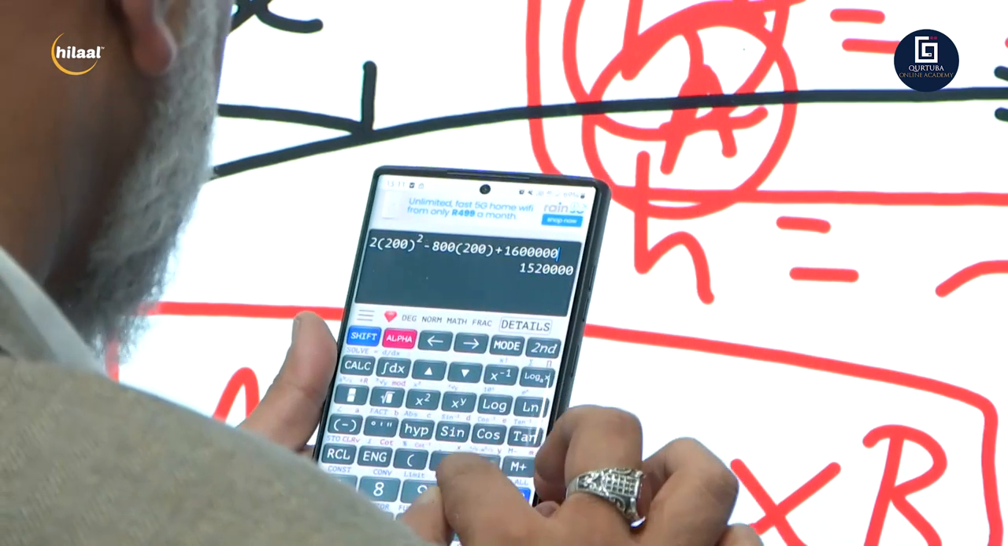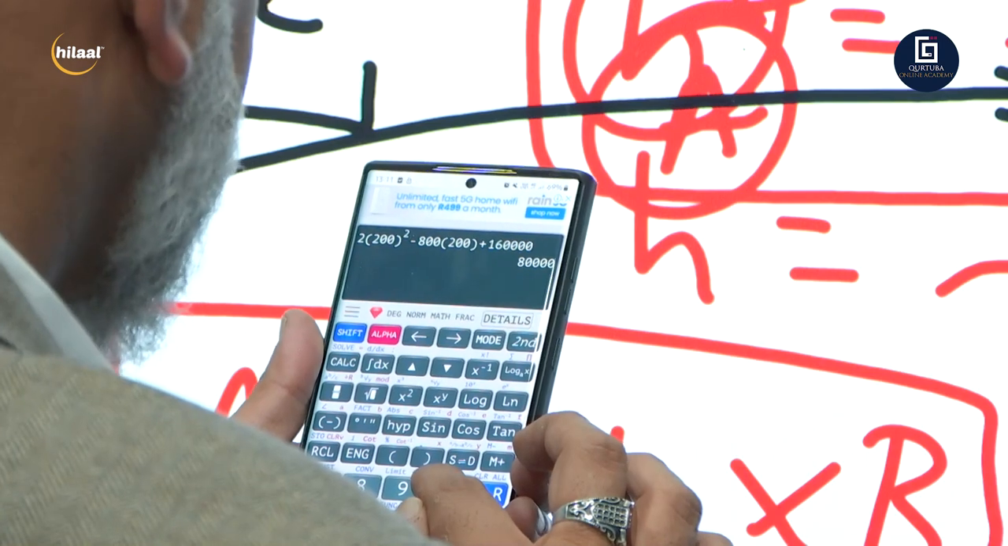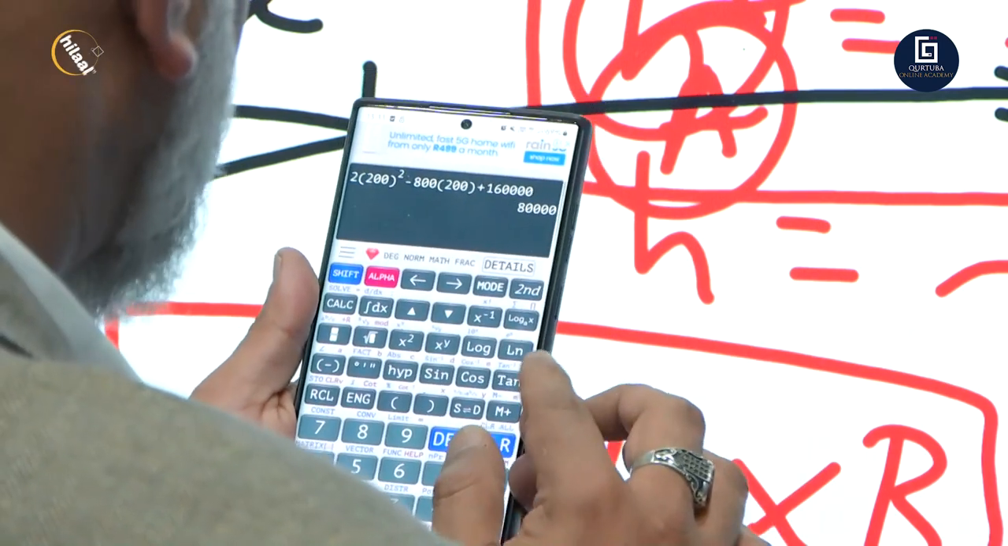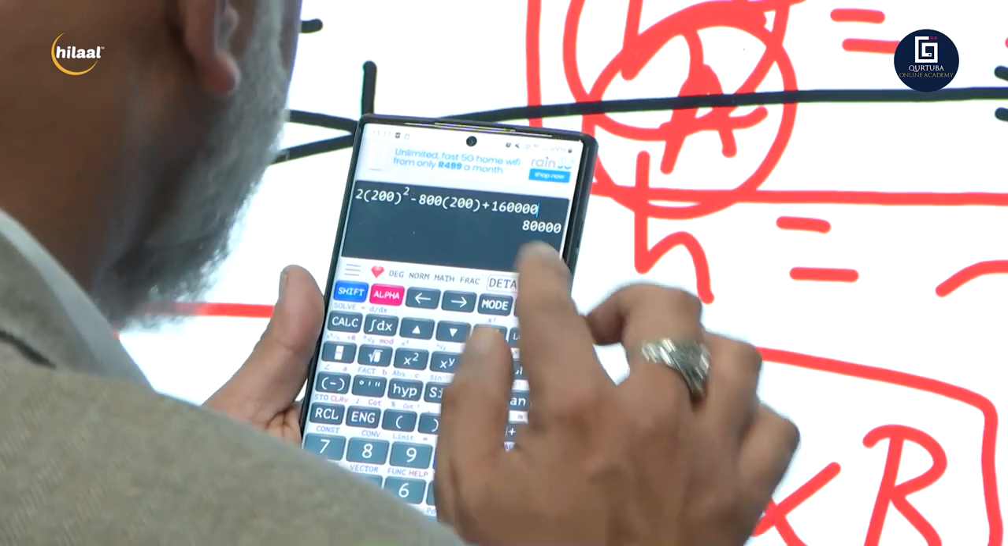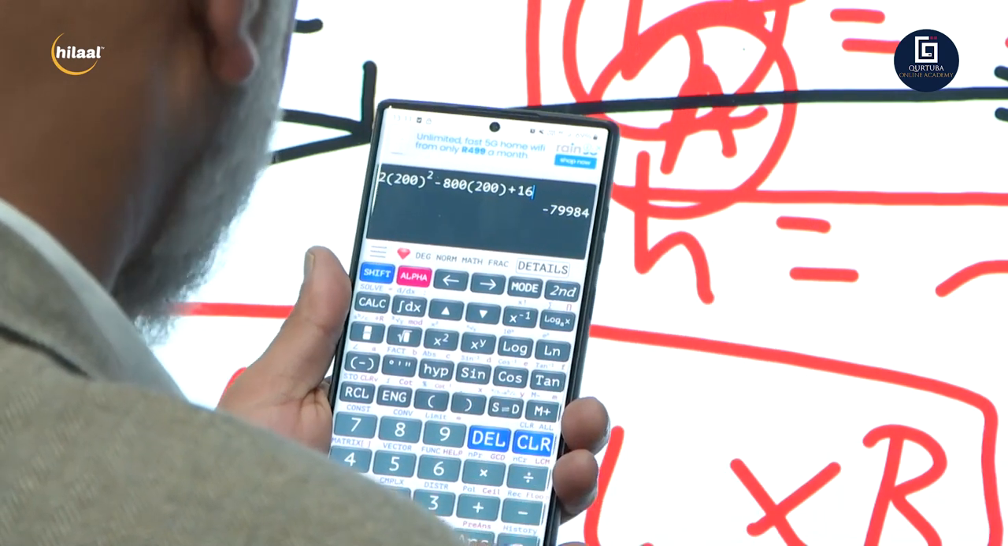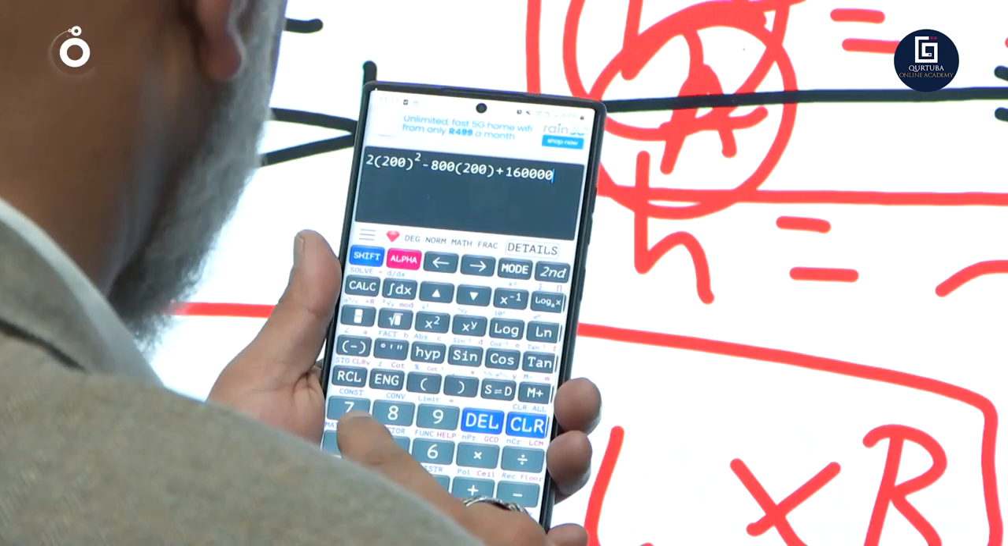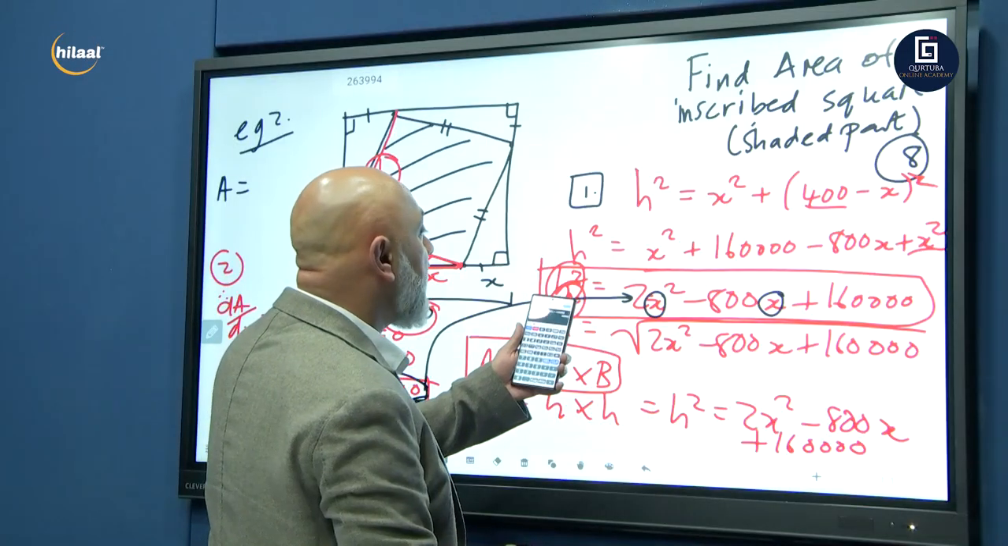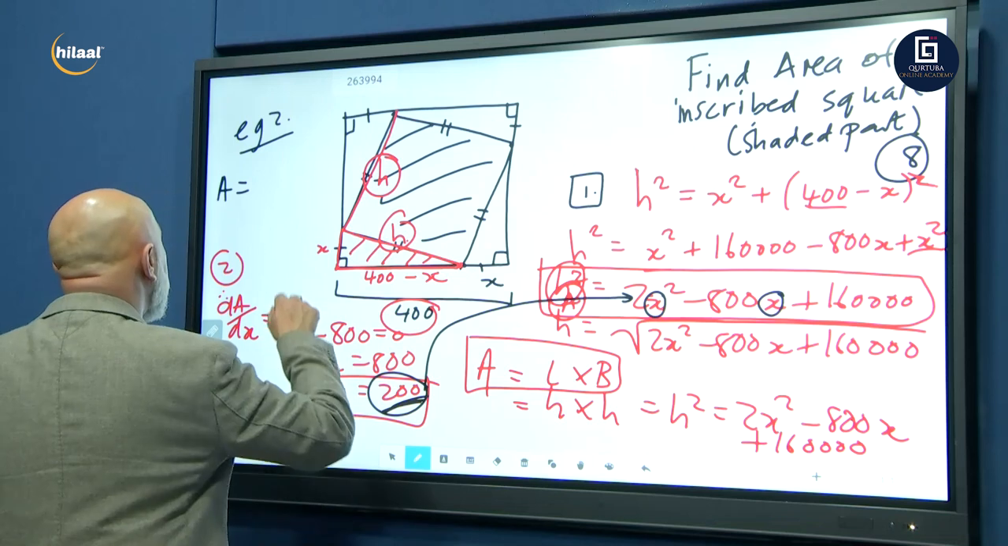160,000. Let's go back. I think it's 160, 123. There we go. So our final answer is 80,000 units. Let me just go back here. I just want to double check. 160 and then 123. There we go. 80,000. Your final answer is 80,000 units squared.